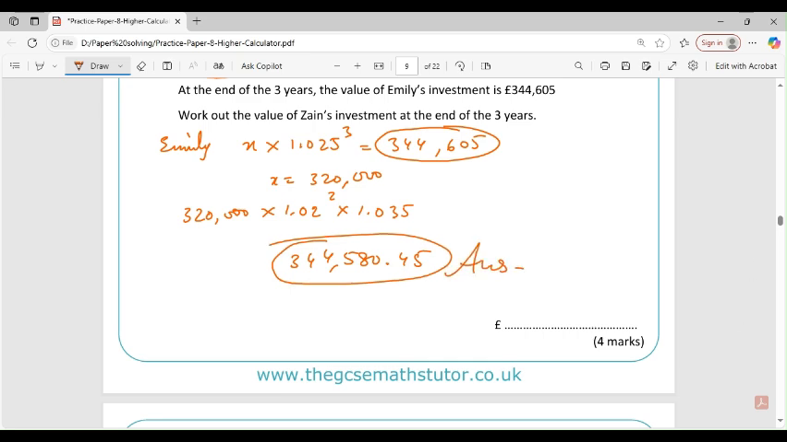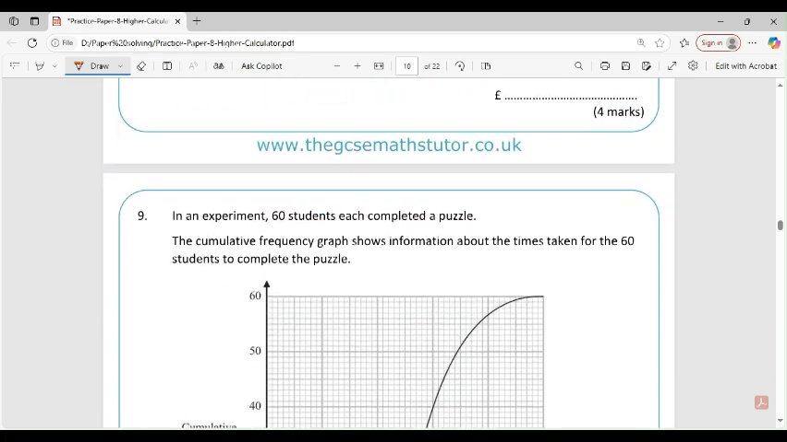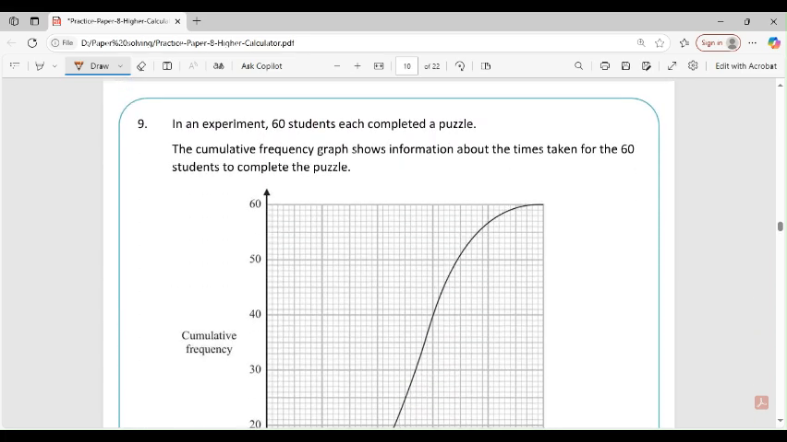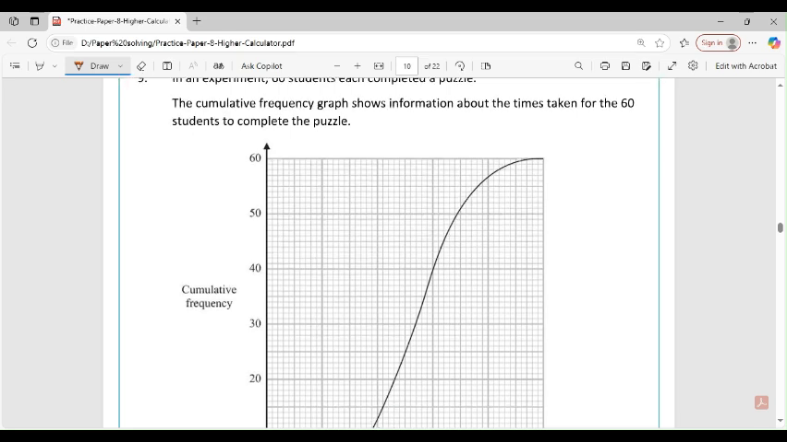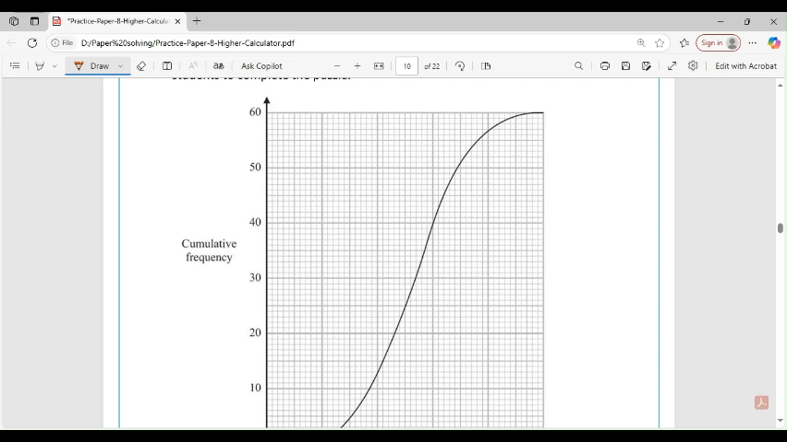Now when it comes to the next question, it says in an experiment 60 students each completed a puzzle. The cumulative frequency graph shows information about the time taken for the 60 students to complete the puzzle. So in here we have a clear diagram of cumulative frequency.